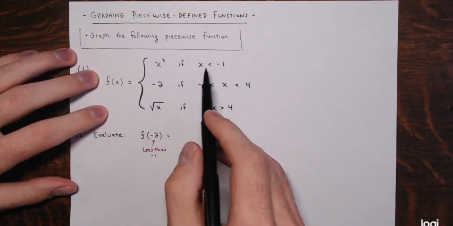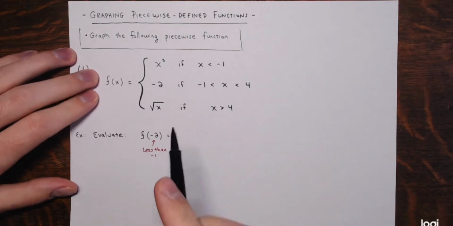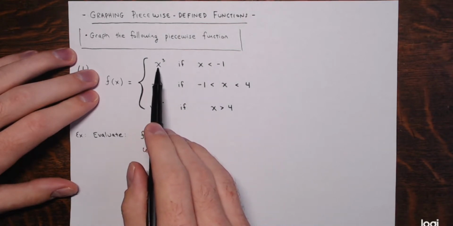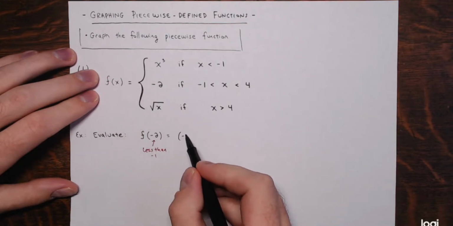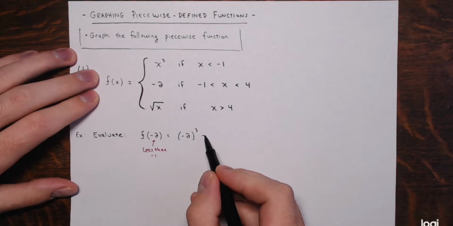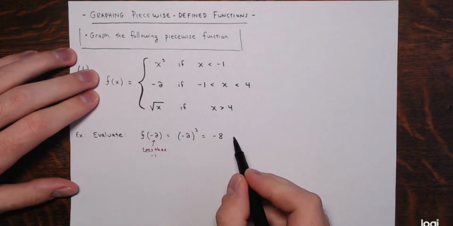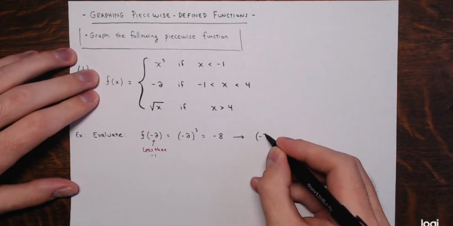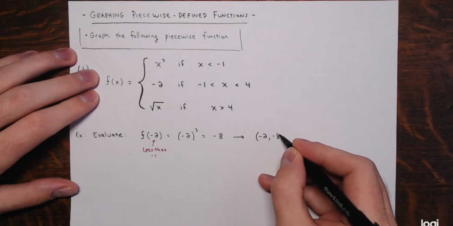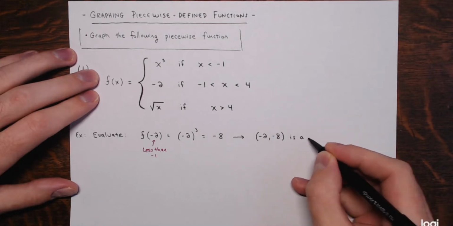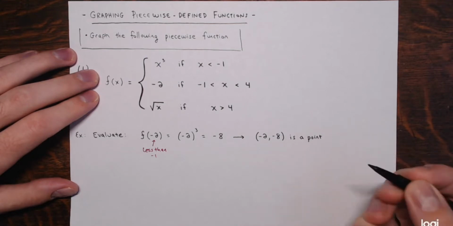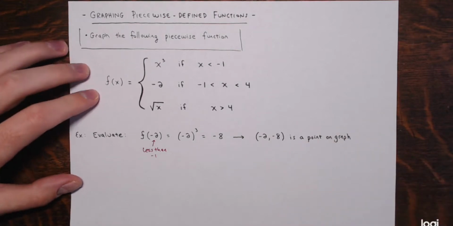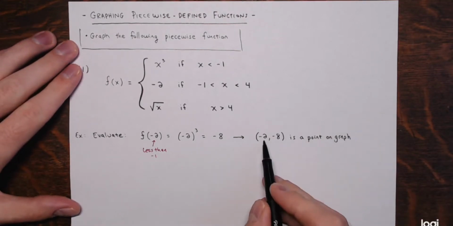So you just have to really pay attention. Since -2 is less than -1, I'm going to calculate the output using this top rule and take -2 cubed. And that would be -8. What this tells me is that the ordered pair (-2, -8) is a point on the graph, because we are asked to graph this function. When we graph this on the xy plane, input -2, output -8.